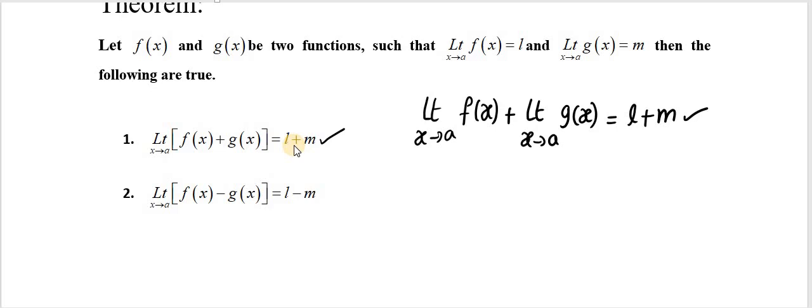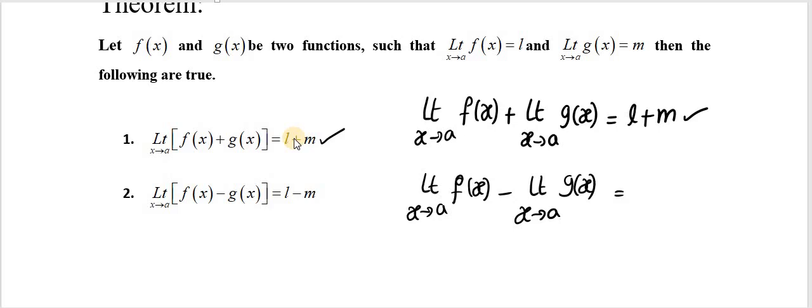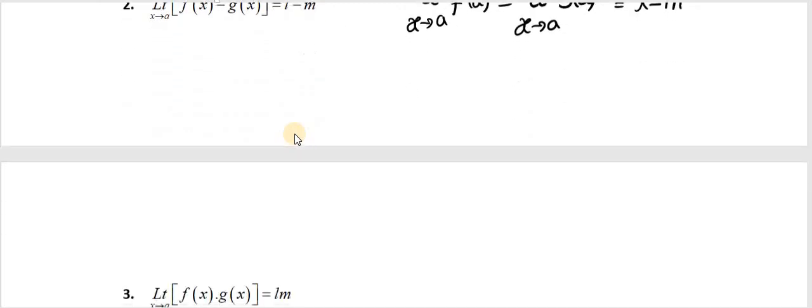Similarly, instead of plus, if we have minus, limit x tends to a of f(x) minus g(x) is L minus M. That means here also we are writing separate limits and substituting the values of limit x tends to a of f(x) and limit x tends to a of g(x). So, limit x tends to a of f(x) minus limit x tends to a of g(x). First one value is L, second one value is M. So, we are going to get the answer as L minus M.